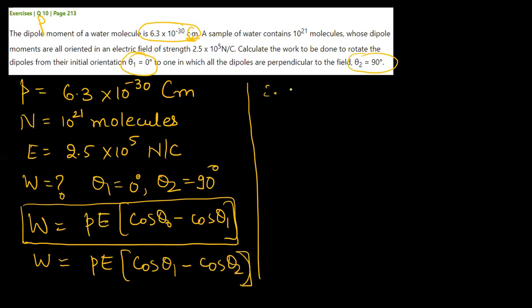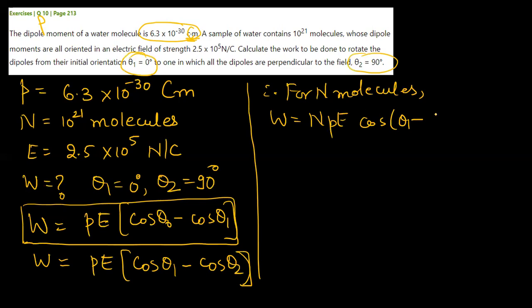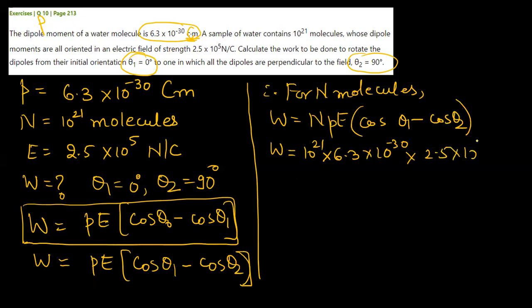Since there are n molecules, the formula will change a little bit. W will be equal to n PE (cos theta 1 minus cos theta 2). Now let us substitute the values. n is the number of molecules, given as 10 raised to 21. So W will be equal to 10 raised to 21, dipole moment 6.3 into 10 raised to minus 30, electric field 2.5 into 10 raised to 5, into cos 0 minus cos 90.